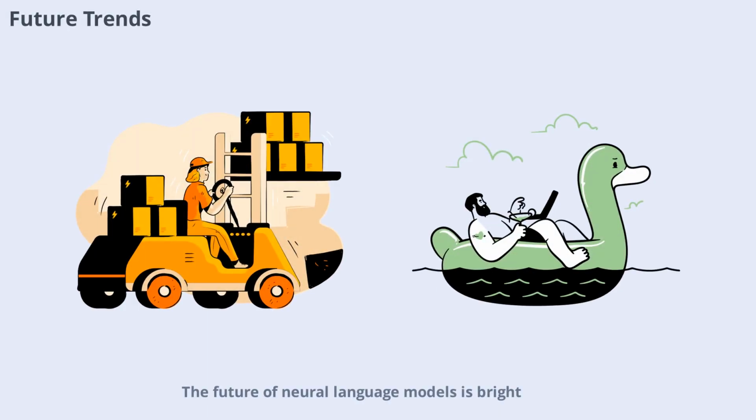The future of neural language models is bright, with ongoing research focused on improving efficiency, reducing bias, and expanding capabilities. Emerging trends include multilingual models, zero-shot learning, and more human-like understanding. As technology advances, language models will become even more powerful and versatile.